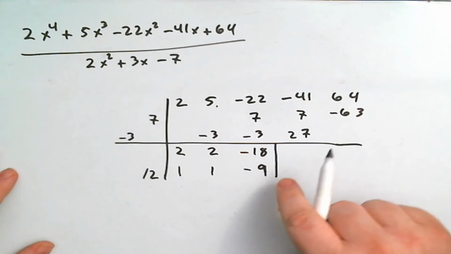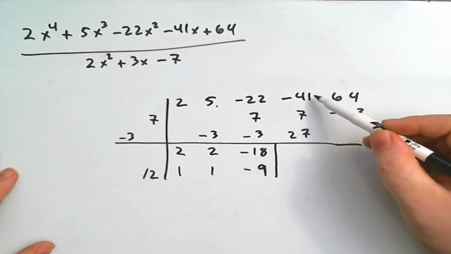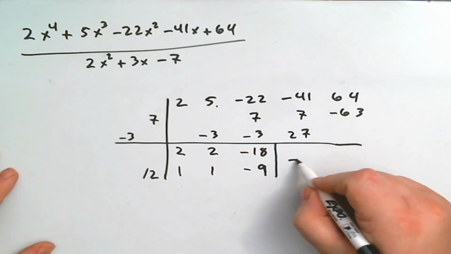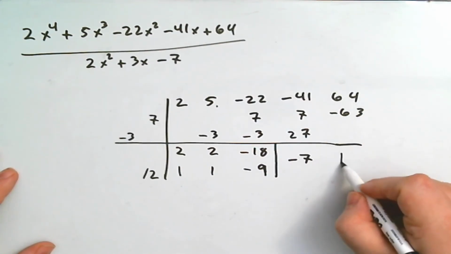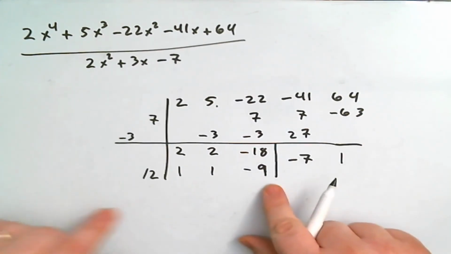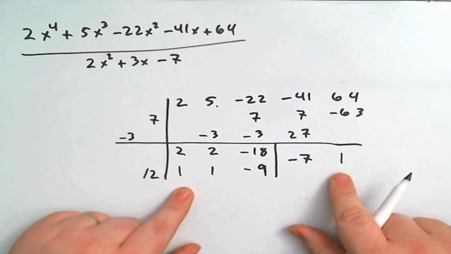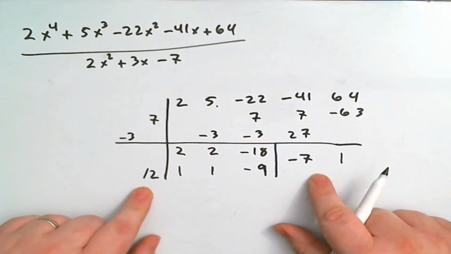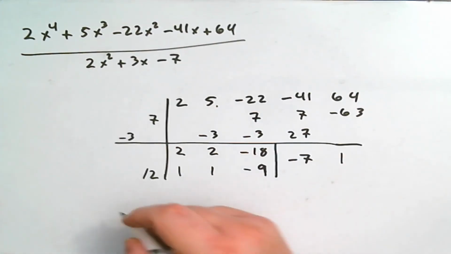That's my final multiplication. I've reached my vertical bar here. So now I add these up. Negative 41 plus 7 plus 27 gives me negative 7. 64 minus 63 gives me 1. Again, this second row is the coefficients of my quotient, and the remainder does not get divided by this because it's the remainder. It's not being divided by the 2. This is the coefficients of the remainder.